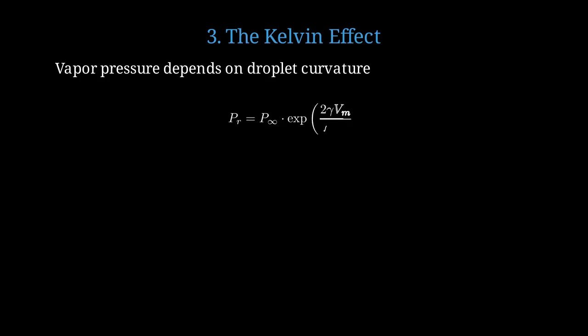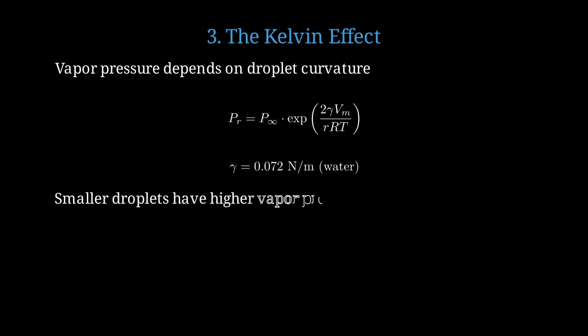The Kelvin equation shows that vapor pressure P_R over a droplet of radius r equals the flat surface pressure times an exponential factor involving surface tension γ, molar volume V_m, radius r, gas constant R, and temperature T. For water, surface tension γ is approximately 0.072 newtons per meter. This equation tells us that smaller droplets actually have higher vapor pressure, which should make them evaporate faster.